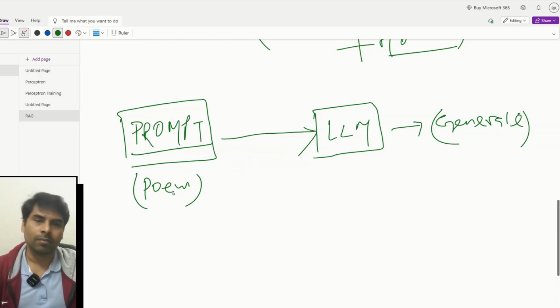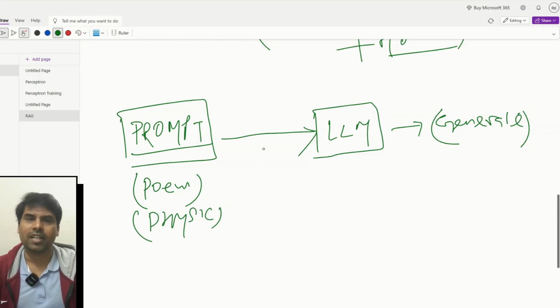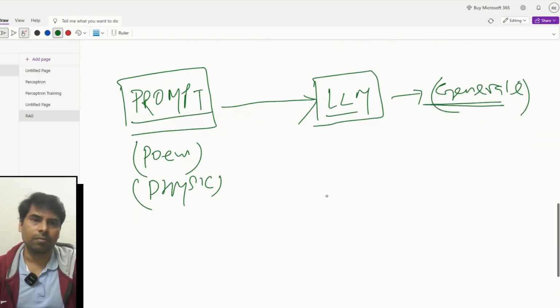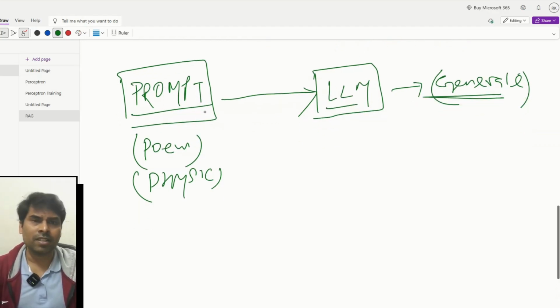Suppose you want to get some answer on a physics topic. You send a prompt: I want this answer. I hope you know that. So you send a prompt to the LLM, and the LLM understands your prompt and generates something. Now here one thing I want to talk about: how is the LLM able to generate the output based on your prompt?